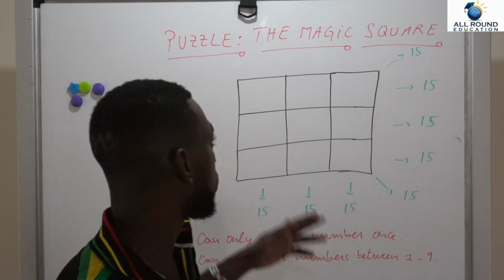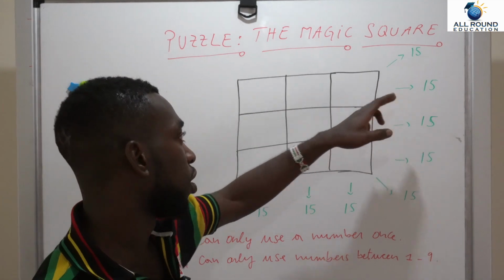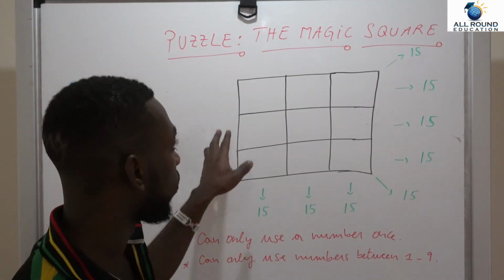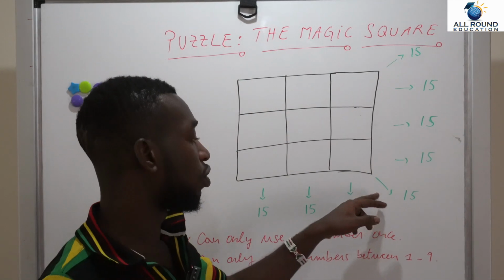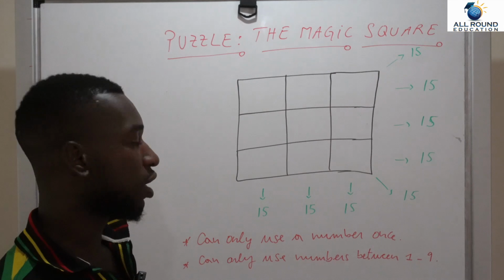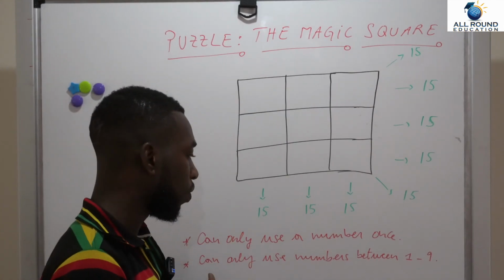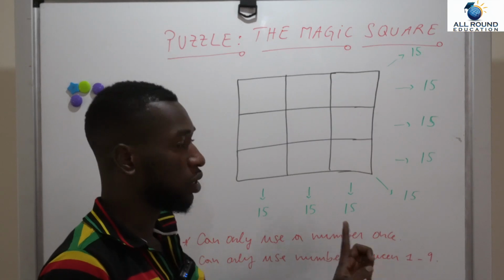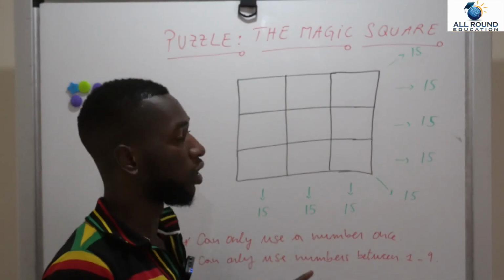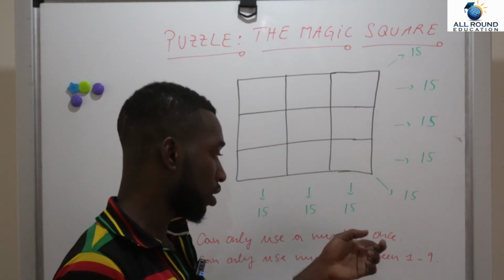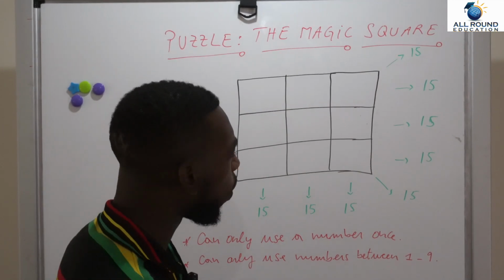The idea is, as you can see, when you add each row, you get 15. Each column will give you 15. The sum of each row or column will give you 15. And also diagonally, if you add them, you should also get 15. Now, these are the rules. The first rule is you can only use a number once. And the other rule is you are only allowed to use a number between 1 and 9, right? So there's no repetition, and you can only use a number between 1 and 9.